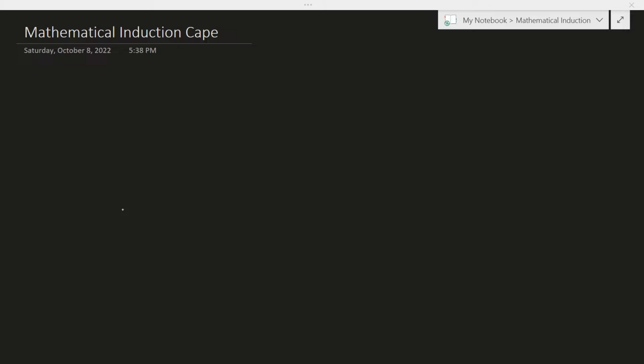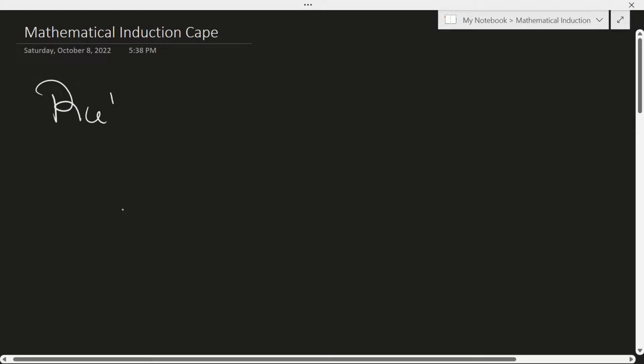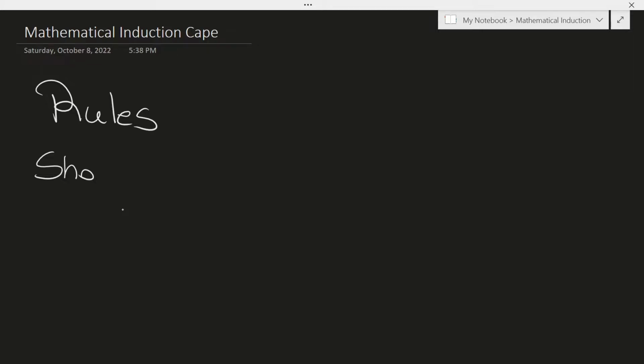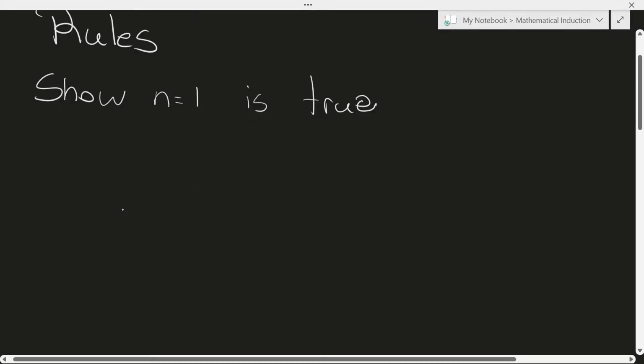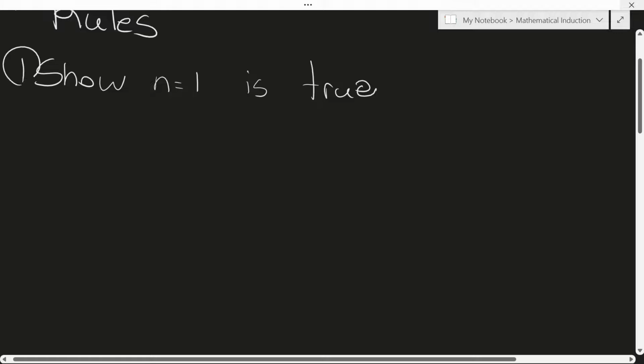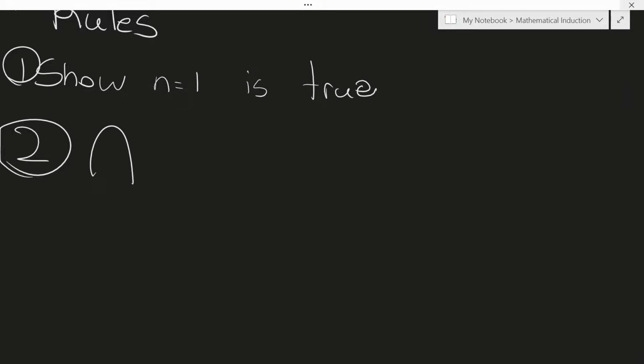Now, before we even start mathematical induction, the first things we need to really understand are the rules. So the rules state: show that n equals 1 is true. That is the first rule. We're trying to show that n equals 1 is true. The second rule is to assume. Now we're trying to assume that n equals k is true.